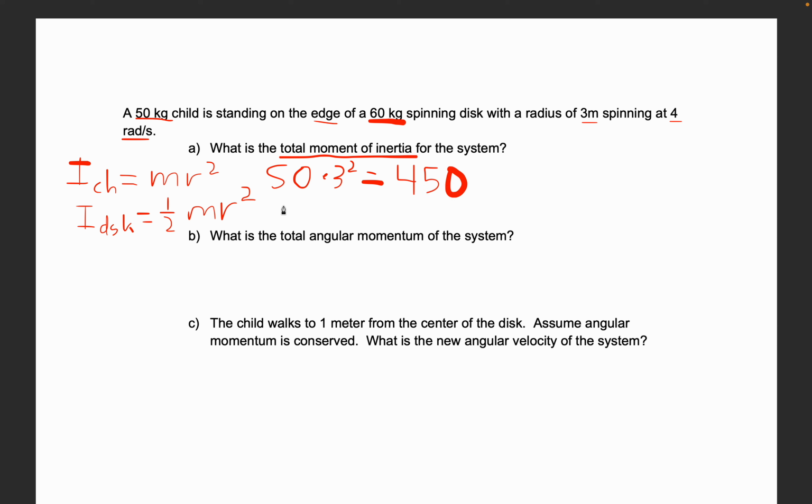And then we take 60 kilograms, or 1/2, times 60 kilograms, times 3 squared. So that's 9 times 60 is going to be 540. 1/2 of that is going to be 270.